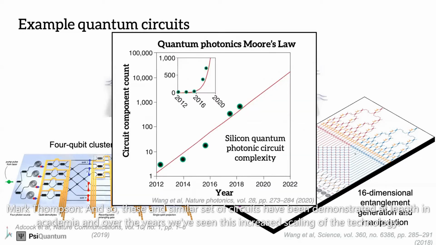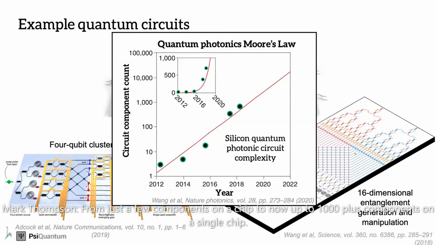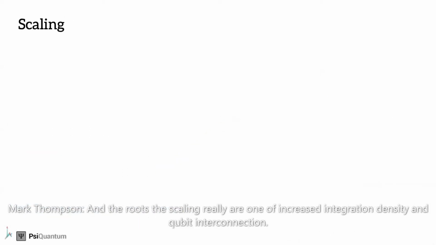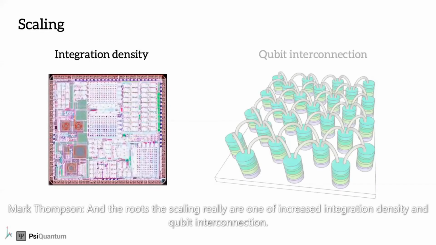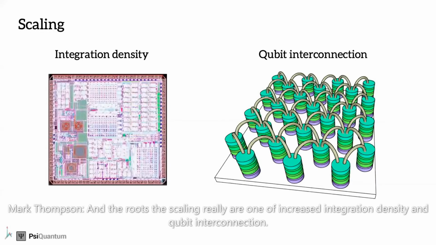And over the years, we've seen this increased scaling of the technology from just a few components on a chip to now up to 1,000+ components on a single chip. But still, a lot more scaling needs to happen to get to the size of systems required to deliver a useful quantum computer. And the routes to scaling really are one of increased integration density and qubit interconnection.